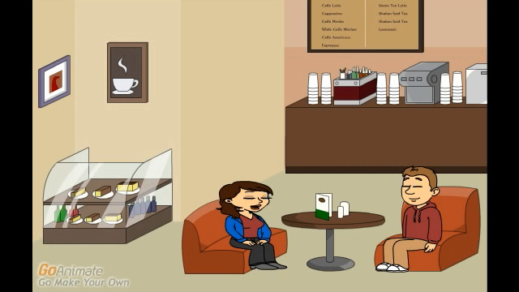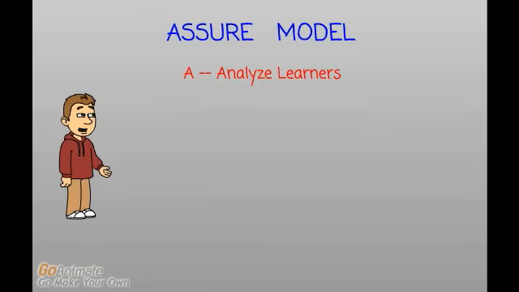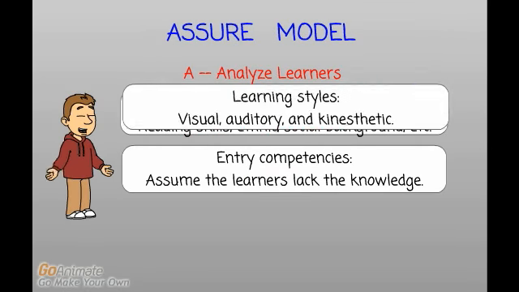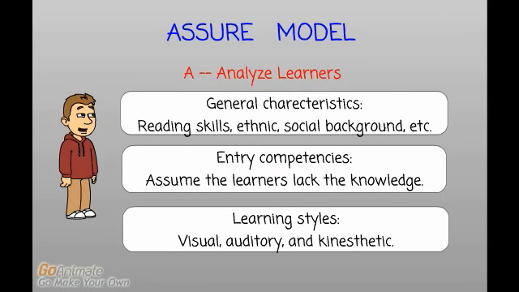Interesting. Please tell me more about each individual step. First step is to analyze learners. We need to analyze their general characteristics, entry competencies, and learning styles.